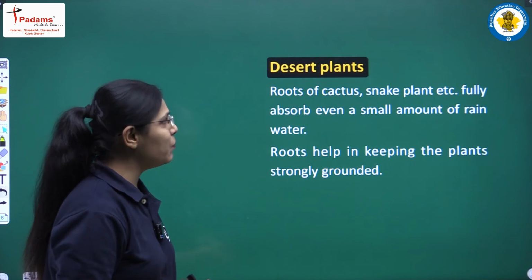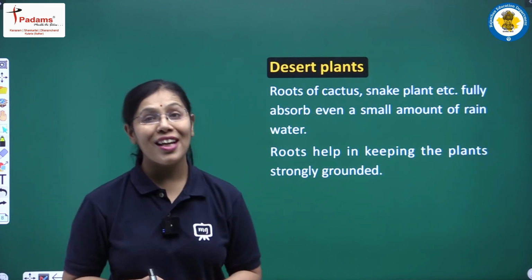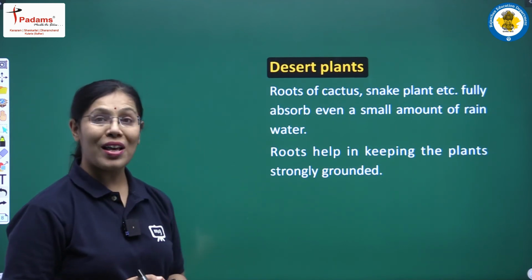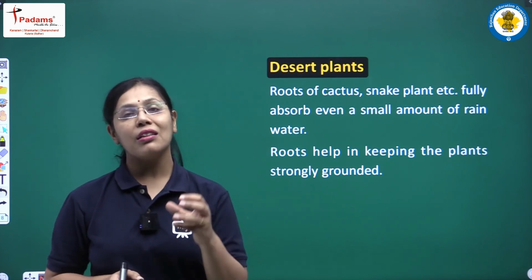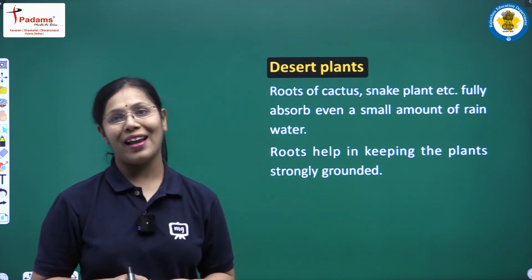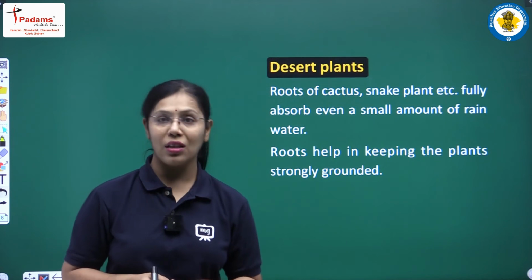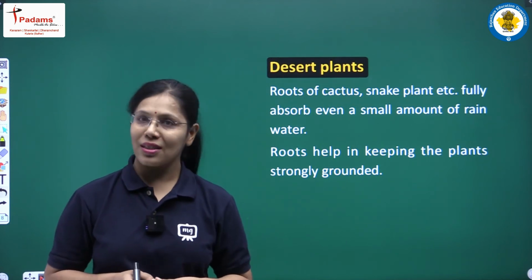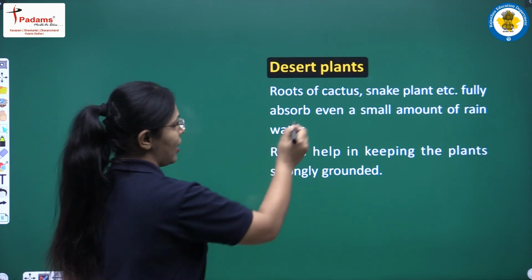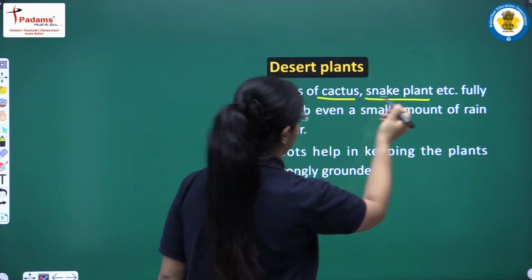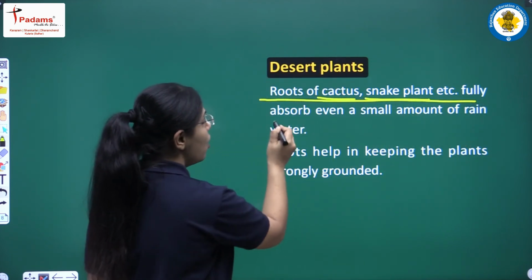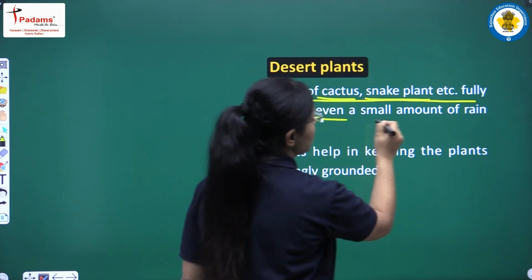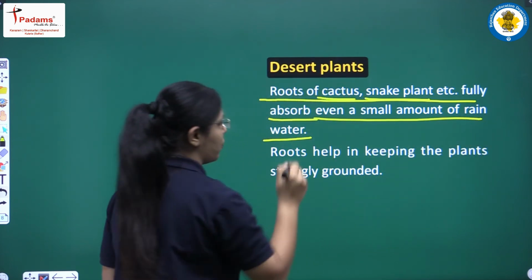So let's see the next thing. Now we are going to talk about desert plants. So there are some specific plants which grow in desert area, and they have important characteristics which actually make them adapted to the desert area. So some of these plants are cactus and snake plant. So roots of cactus and snake plant etc. fully absorb even a small amount of rainwater.